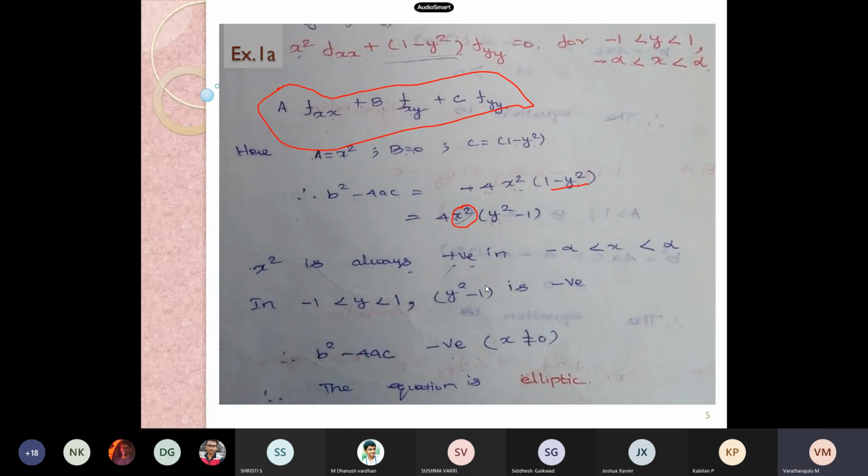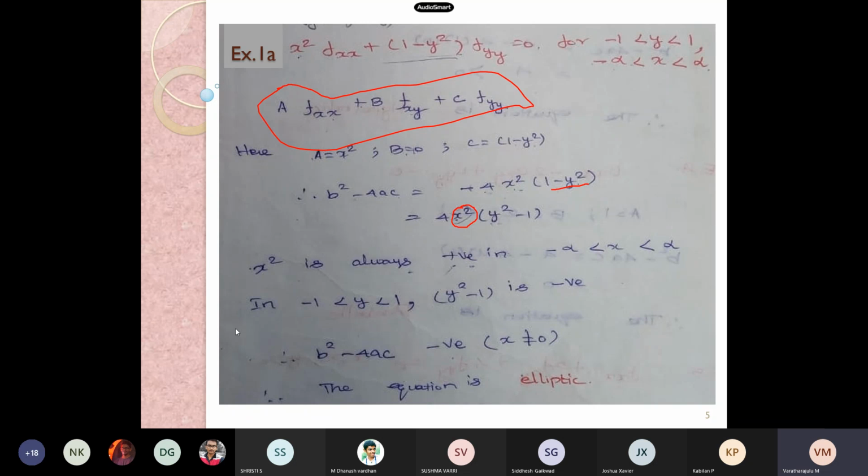So x won't change the sign. x is always positive when we are varying the y value. Is my slide visible, Kabilan? Yes, sir.